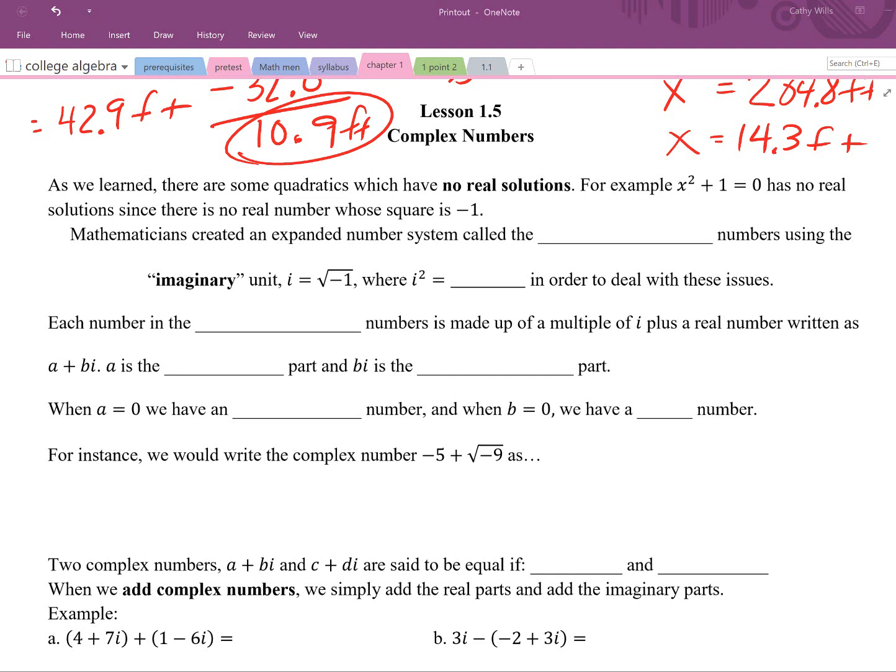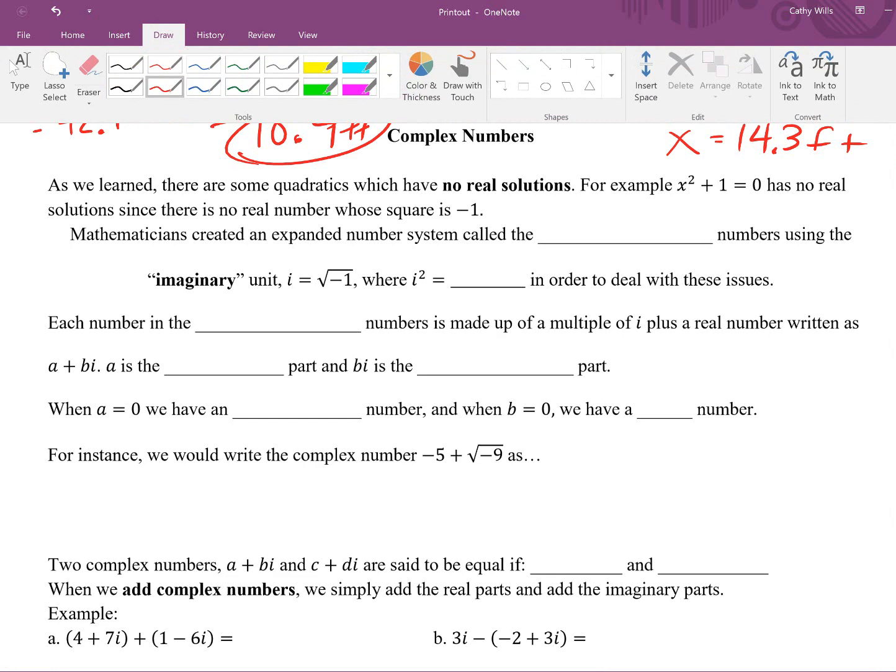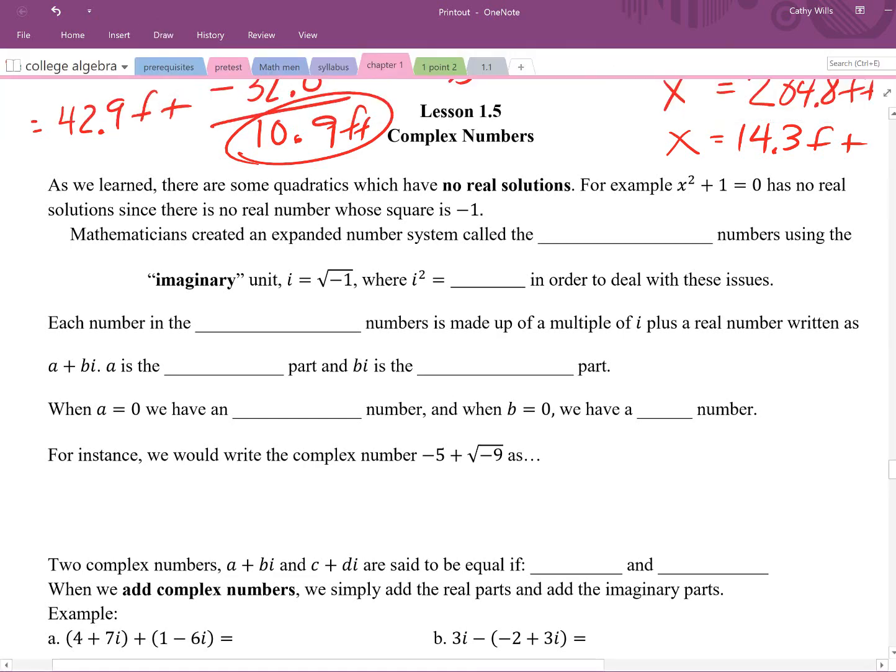Okay, we're starting on lesson 1.5. These are complex numbers. As we learned, there are some quadratics which have no real solutions. We talked about when you have a negative number for your discriminant, that is under the radical sign in your quadratic formula, you don't get any real solutions. You have what we call complex solutions.